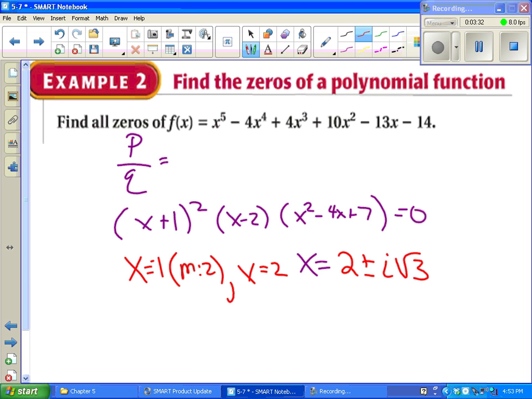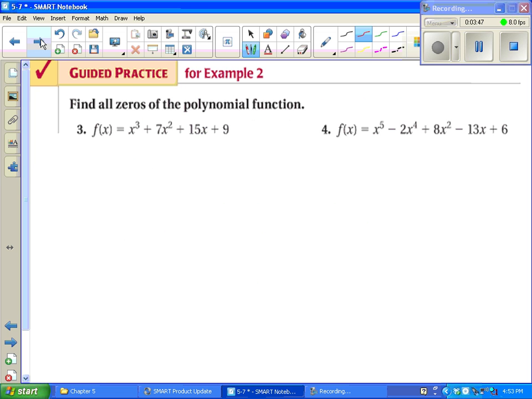Again, the only way to get this thing started is by using the rational zero theorem and finding something that works. Graphing calculator saves you a lot of time there. Even a scientific calculator could. At this point, you can pause the video and try some of these on your own. Otherwise, you can do it later.